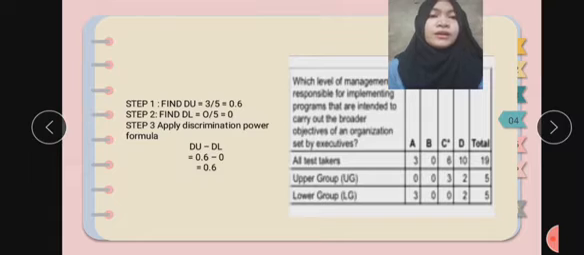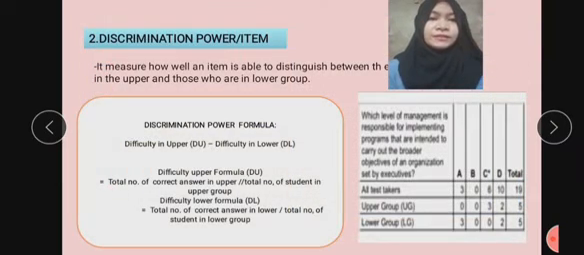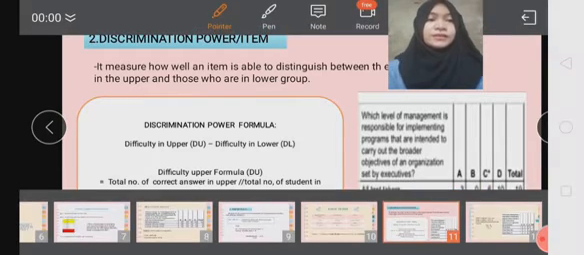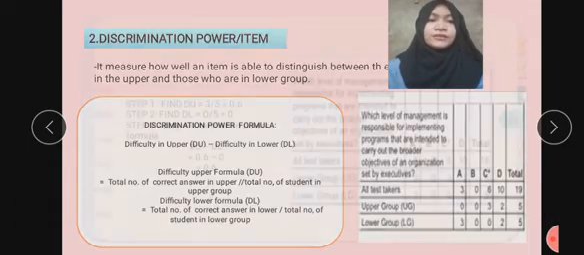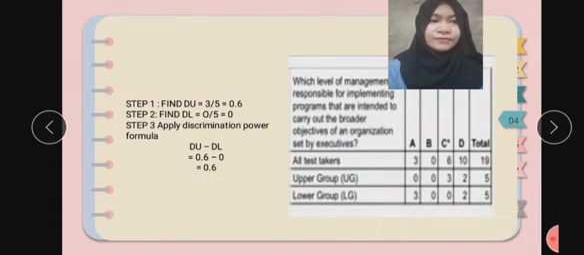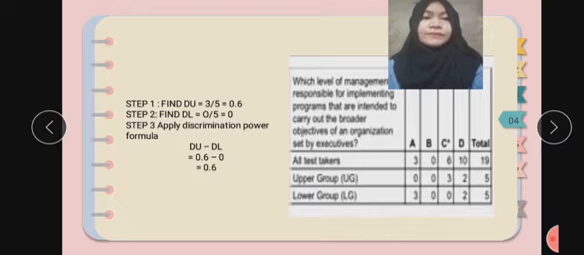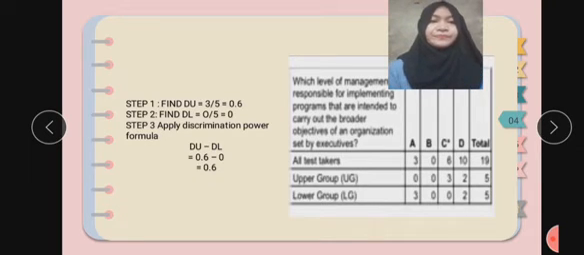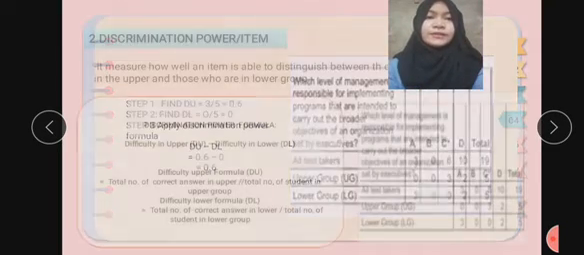Okay, so, 3 divided by 5. Why? Because 3 divided by 5 means 3 is the correct, who got the correct answer? Ito siya. Like what I've said, tatlo lang, and then divided by 5, which is the total takers rather. Okay, so 3 divided by 5 is equals to 0.6.